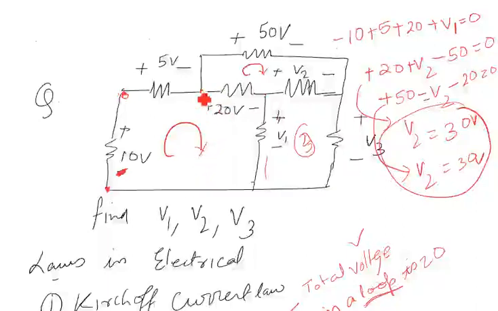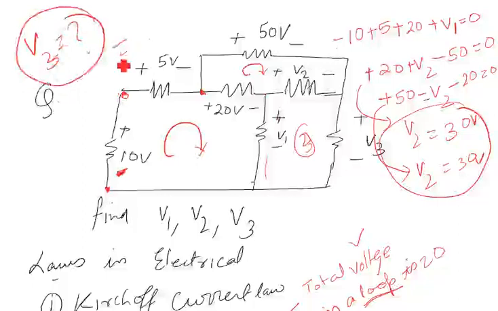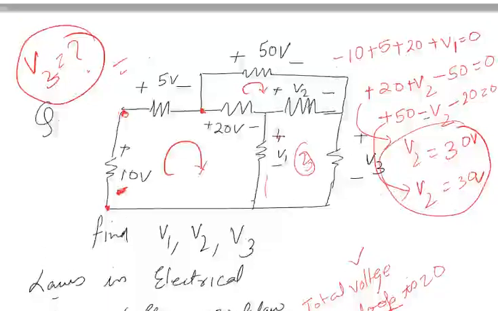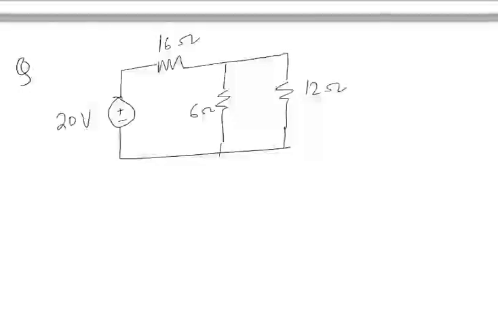The thing is how you are applying it. So you can try it yourself and you can find V3. Okay, V3 is how much? Try it. So this is Kirchhoff current law and Kirchhoff voltage law. For Kirchhoff current law, you have to go for the node, and for Kirchhoff voltage law, you have to go for the loop. Okay, so let us discuss one more thing, that is Thevenin's.